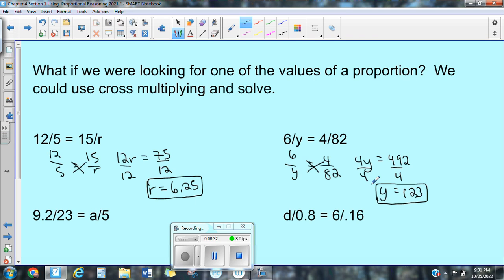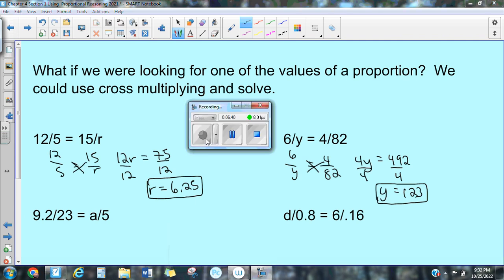Okay, so at this point, you can pause the video and try to complete the next two problems solving for the given variable. Okay, so go ahead and check your work on this first one here. It was 9.2.